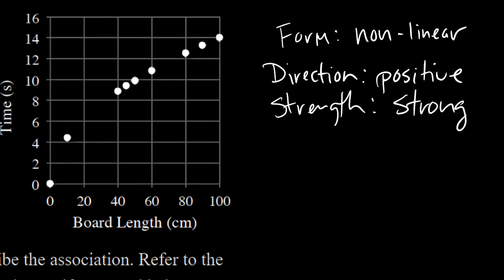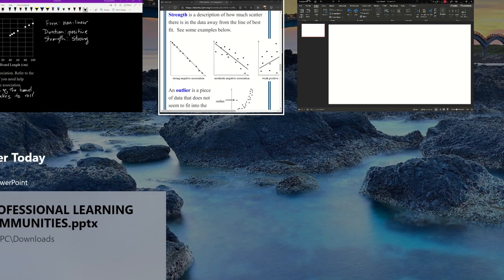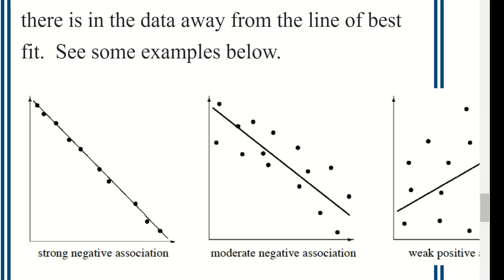It would look weaker if these points, instead of being all clustered up on this curve, this line of best fit, were some below, some above, and scattered out from it. But they're just hugging this curve. So I would say that this is a strong relationship. And then the other term that I want to come up with is the outlier.